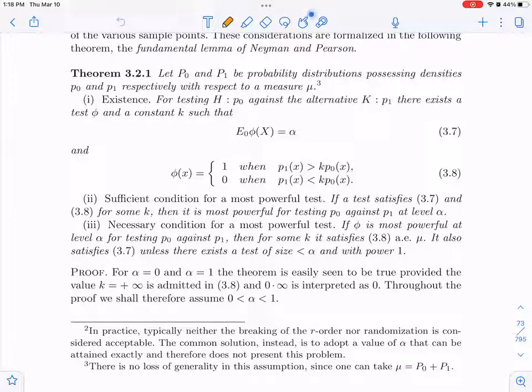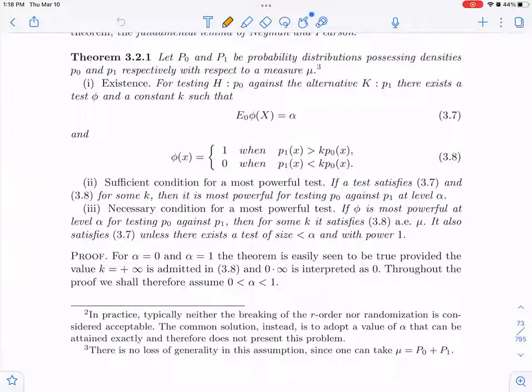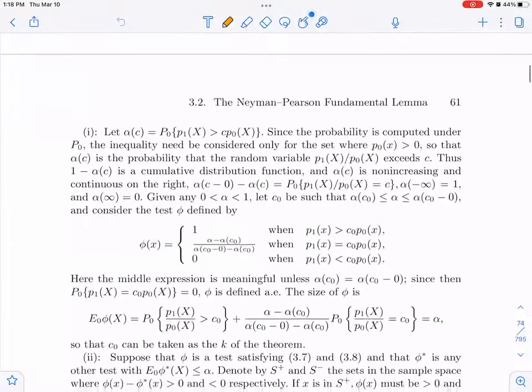So it would be a likelihood ratio test, unless there exists a test of size less than alpha and with power 1. There's this little caveat, but just know that almost always it's a likelihood ratio test of this form, but sometimes there could be other most powerful tests as well. Okay, everyone remembers this one.